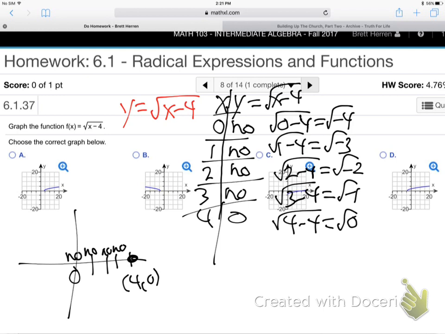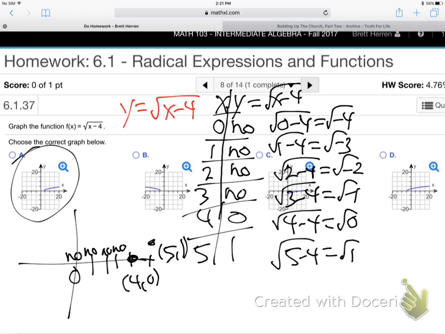I don't know. It's hard to tell. They're all so tiny. But now if we keep going to the right further, if you plug in like 5, square root of 1 is 1. So over 5, up 1, it's up here. So which one of the graphs exists only way over to the right? It's A again. See that? It's the only graph that begins way over to the right.